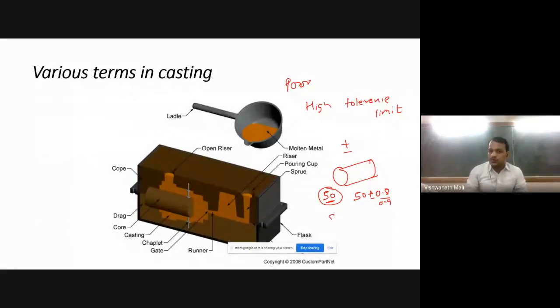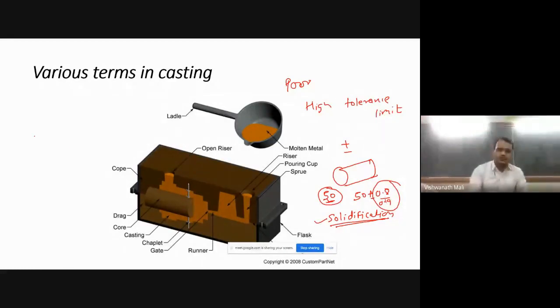So why? Because of the solidification. This is also a casting defect that we will see in the casting defects part. Due to improper solidification of the casting, what happens when we melt any material? It expands, and when it solidifies, it contracts. So when it contracts, its dimension changes. Due to the improper solidification, its dimensions vary to a high range, that is this high tolerance.